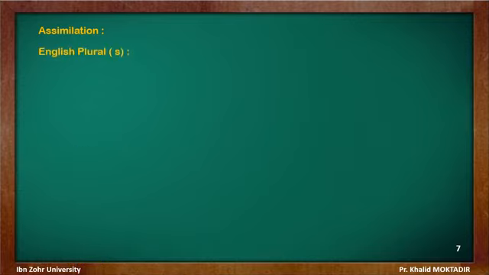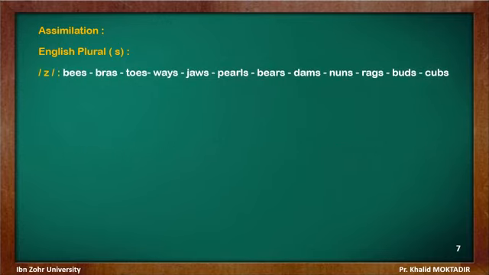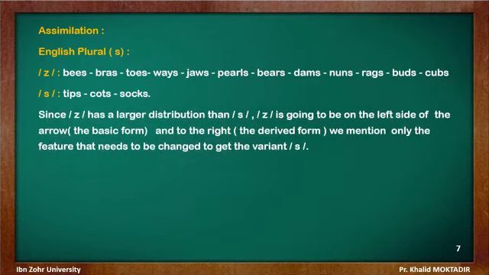Let's begin with assimilation. We pick up the example, the English plural S, and of course you remember that it takes two forms, a voiced form and a voiceless form, as you can see. Now the voiced form occurs after vowels, after glides, after liquids, nasals, and voiced stops. The voiceless form occurs uniquely and exclusively after voiceless stops.